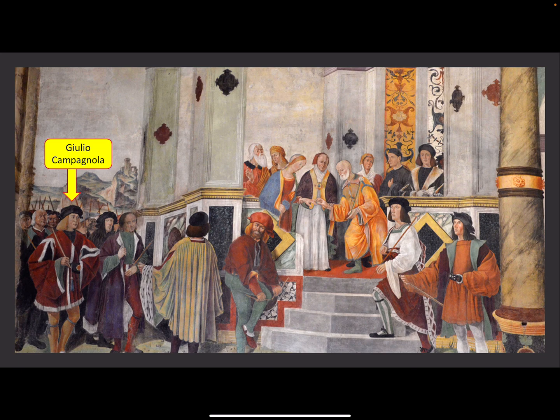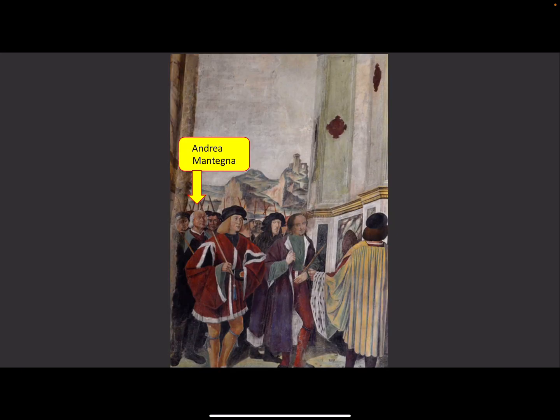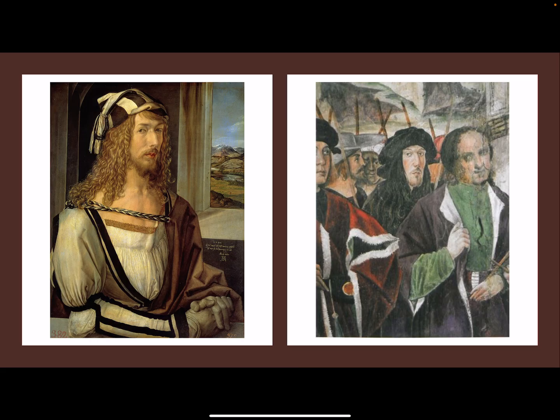Behind him, the old man is Giulio Campagnola's master, Andrea Mantegna, the most important local artist of those times. Next to Mantegna, wearing black clothes, there is the German painter Albrecht Dürer. Here we can compare a self-portrait by Dürer with the portrait by Giulio Campagnola. We know that Dürer visited Italy.